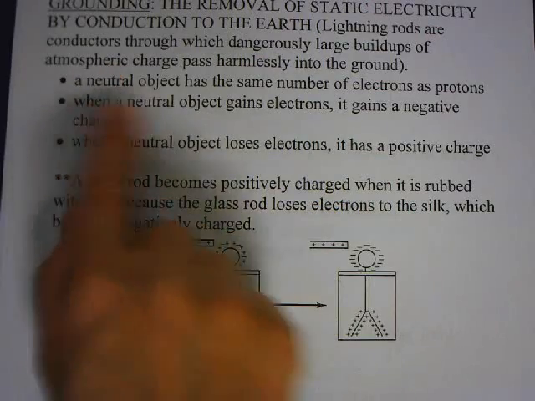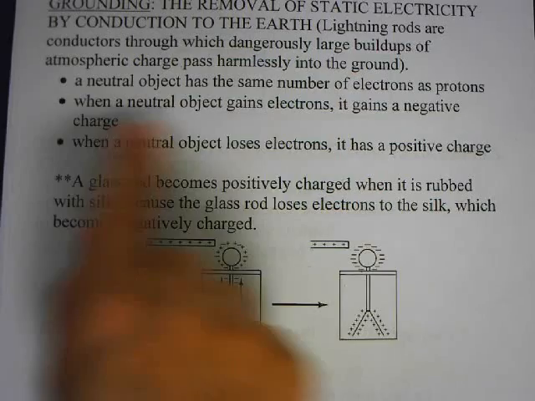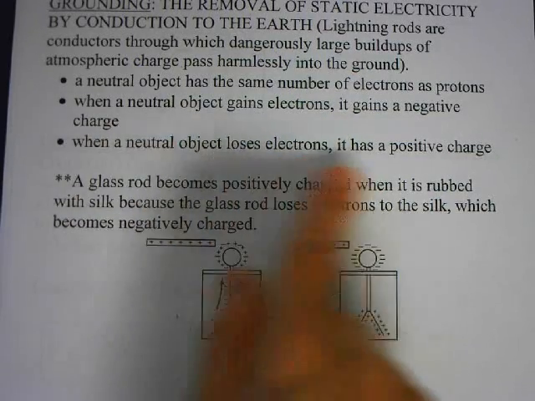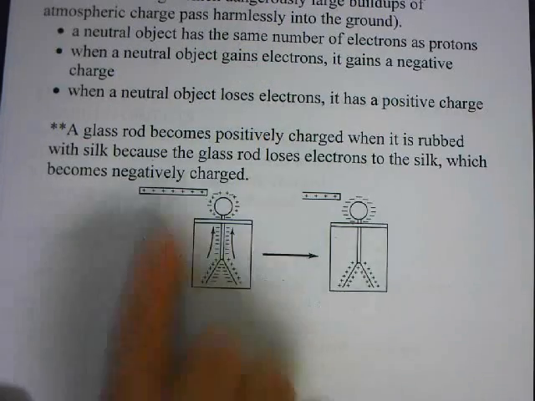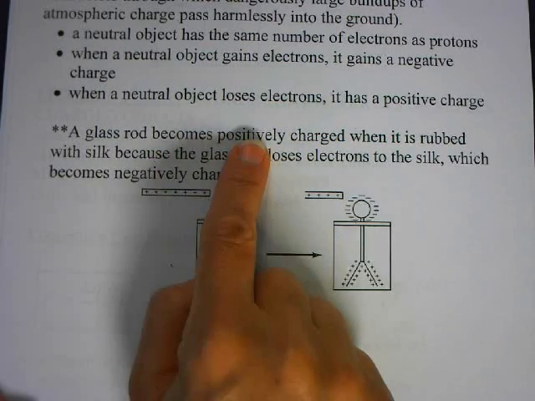So a neutral object, again, has the same number of protons and electrons. When a neutral object gains electrons, it gains a negative charge, and when a neutral object loses electrons, it has a positive charge. So again, here's a picture. I have a glass rod. It becomes positively charged when it's rubbed with silk.